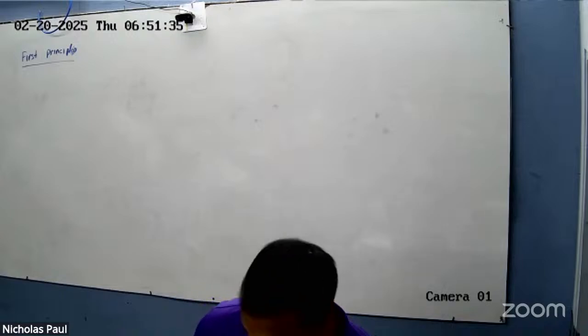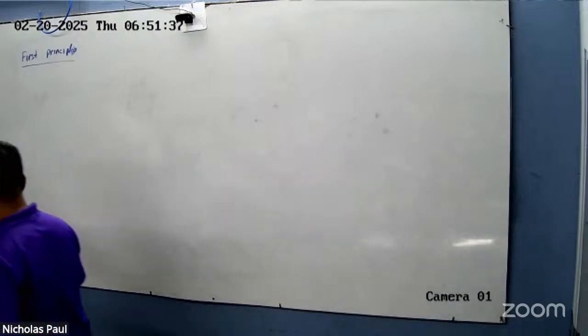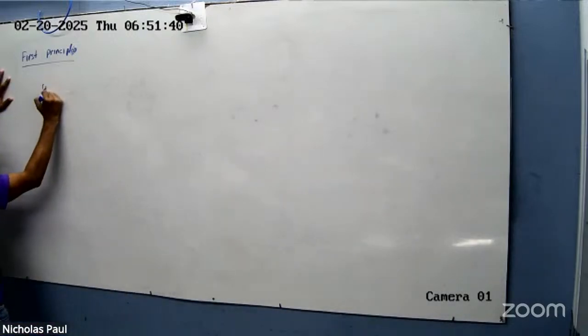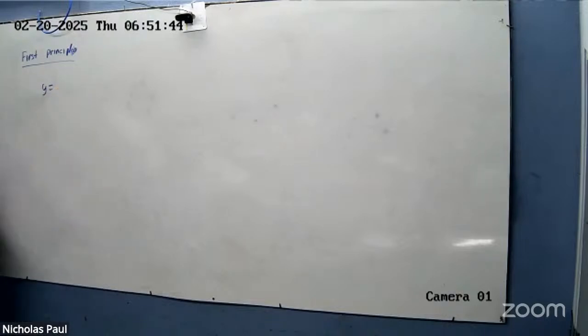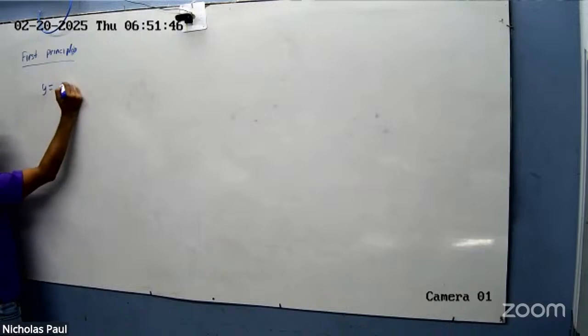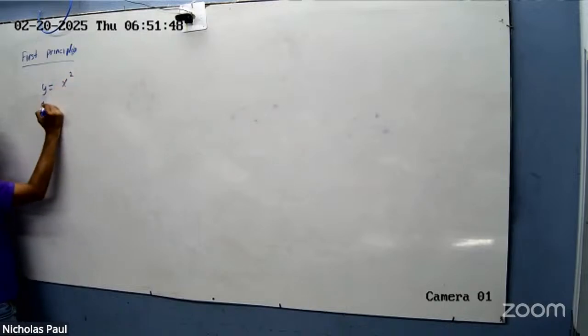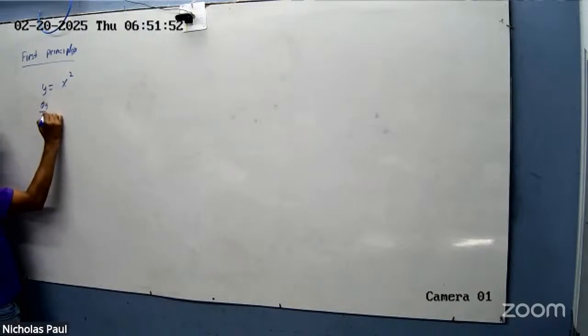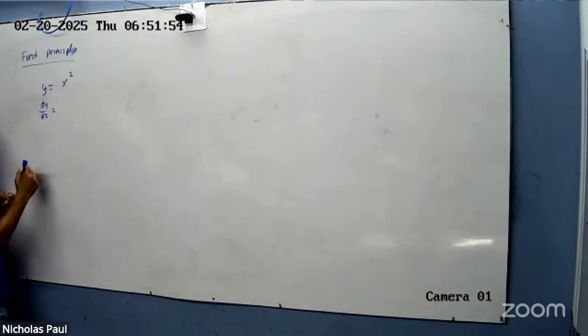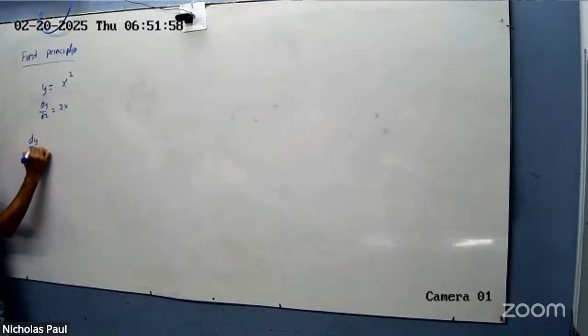All right, last thing. So how do we differentiate x squared? How do you differentiate x squared? 2x, right? We could also differentiate from something called first principles.